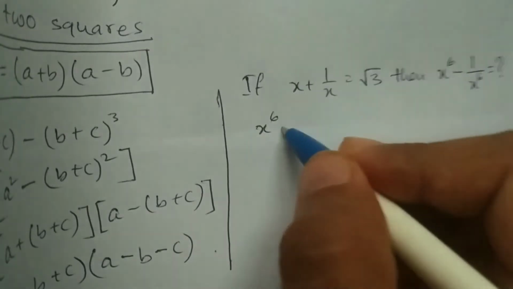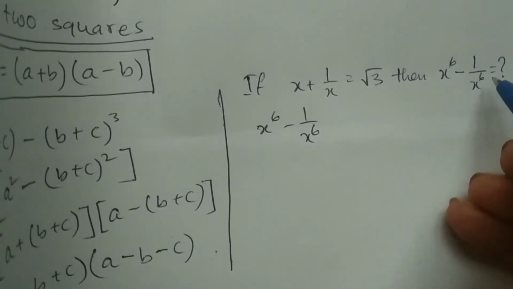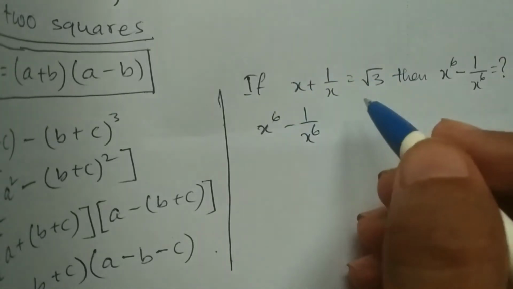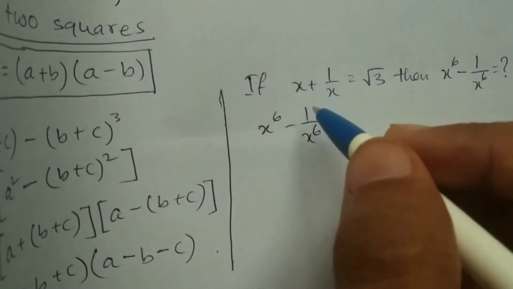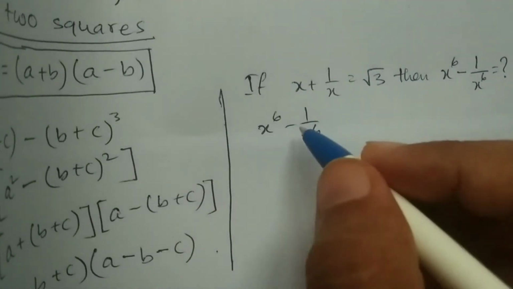But when this is x square minus 1 by x square, or x square plus 1 by x square, then you have to proceed with this equation, not breaking this term. It can also be helpful sometimes to break it, but my suggestion is that proceeding with this will be better for you. Okay, so x to the power 6 minus 1 by x to the power 6.